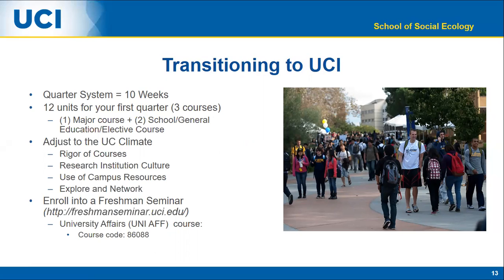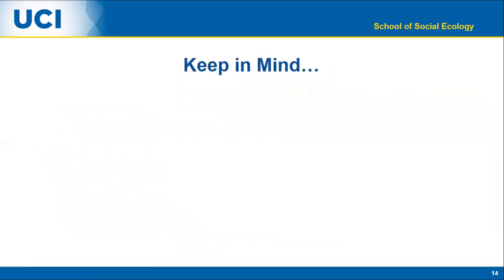That link there, you can type into your computer and it will take you to a list of freshman seminars for fall quarter. You can even take a 1-unit seminar with me. The code to add the class is right there, 86088. And you can sign up for that class and take that class with me, and we will go over everything that you need to know about UC Irvine.